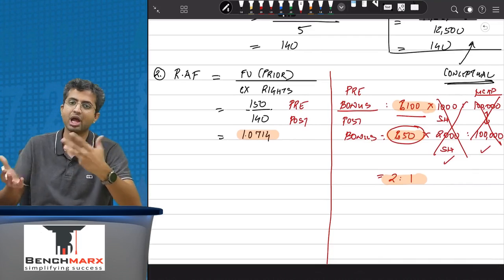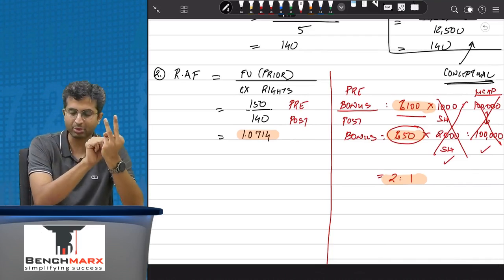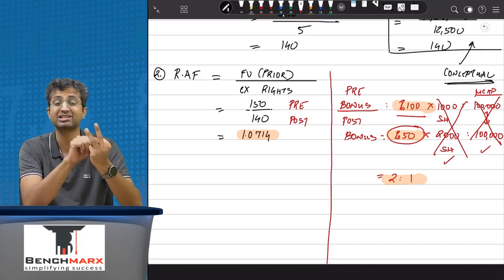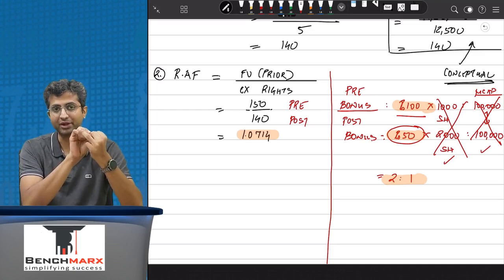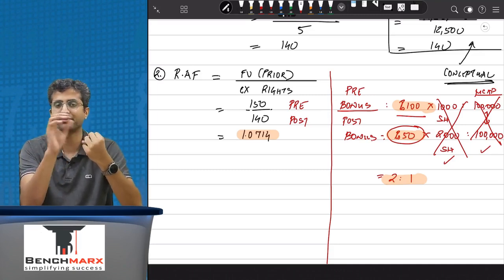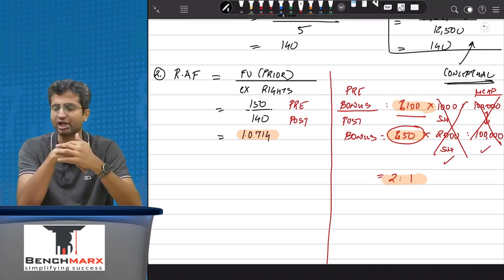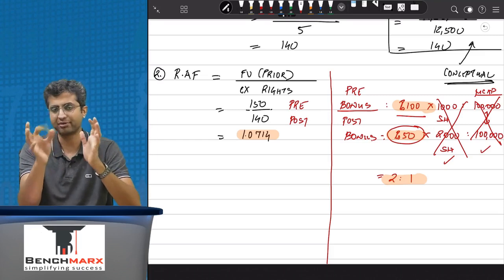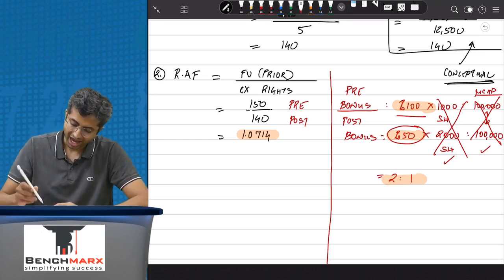Very difficult to understand, but agar aapko yaad nahi rehta, you can remember the steps. There are only 3 steps. Step number 1, calculate the theoretical X rights price, that is nothing but the weighted average price. Step number 2, calculate the rights adjustment factor, which is the fair value prior to rights exercise upon the fair value or the theoretical X rights price, not fair value, theoretical, because you are calculating it, X rights price after the share becomes X right.